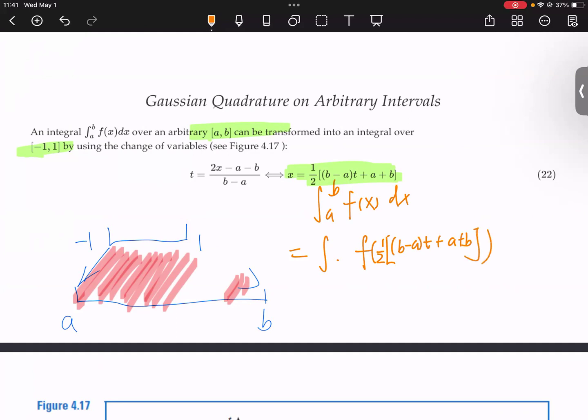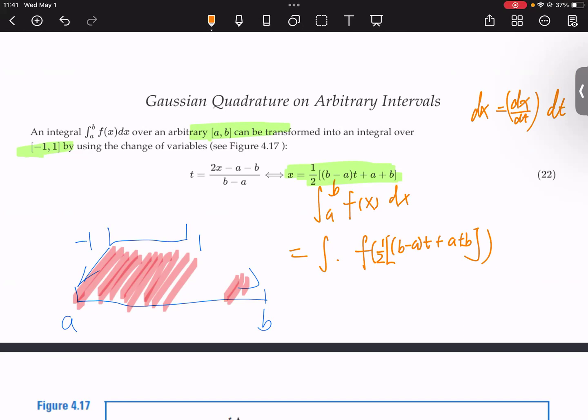And then what about the dx? So dx should equal dx/dt times dt, and then it's just the change of variables. So this is the function dx/dt. Does it make sense? What is dx/dt? This notation is just the derivative. The derivative of this function. Does it make sense?